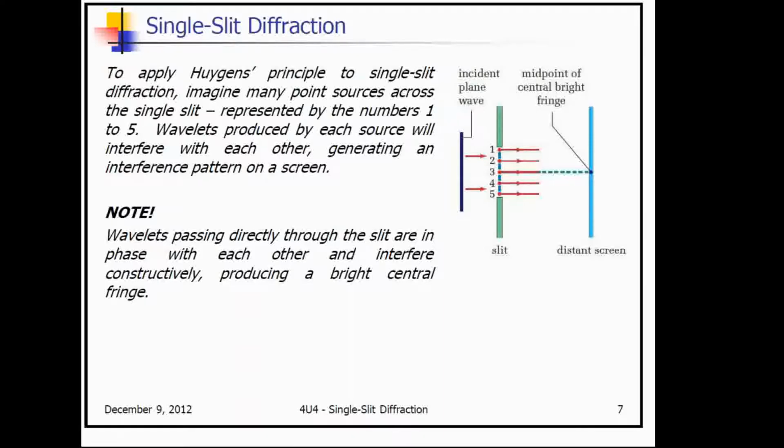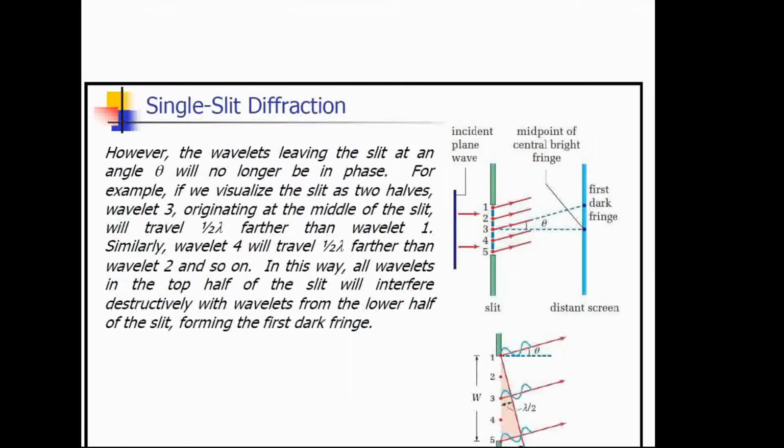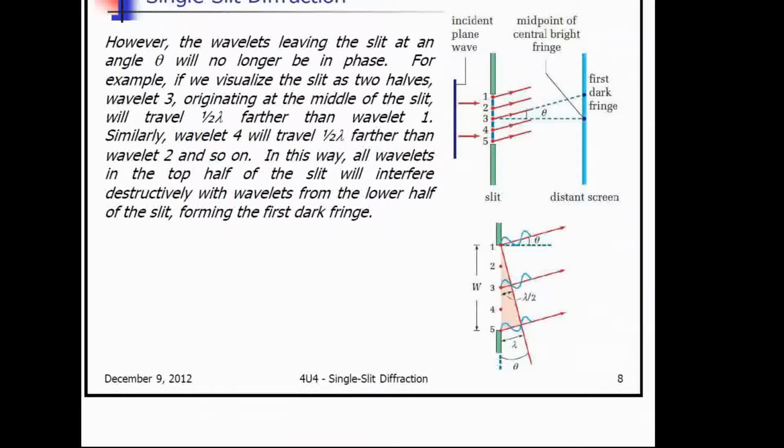So the wavelets produced by each source will interfere with each other, generating an interference pattern on the screen. Wavelets passing through the slit are in phase with each other and interfere constructively, producing a bright central fringe. So 1, 2, 3, 4, and 5 are all constructively interfering with each other. That means the fringe in the middle will be the brightest. However, the wavelets leaving the slit at an angle, so those are the waves that are head-on at a 0-degree angle, the other waves that are diffracting end up being at an angle.